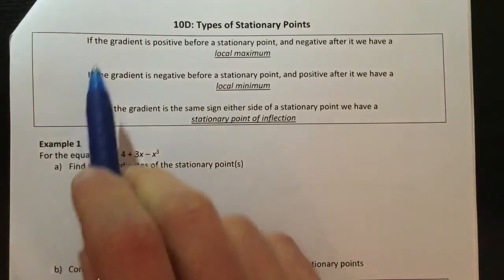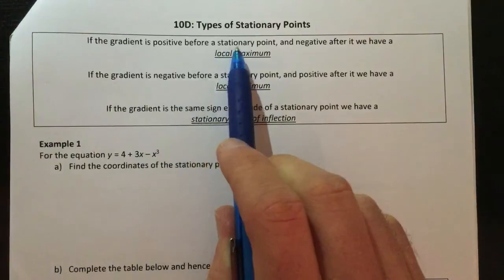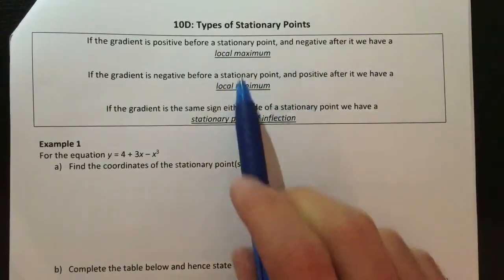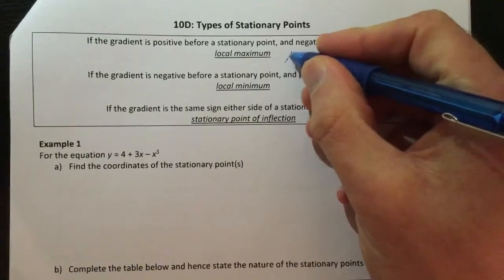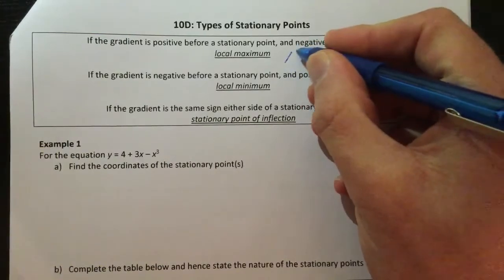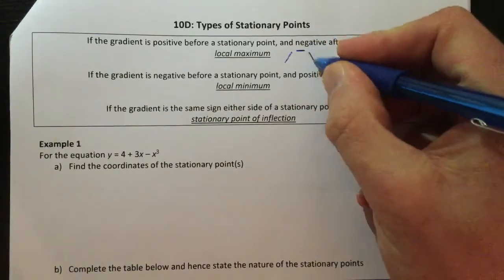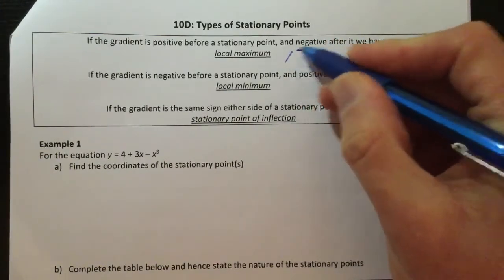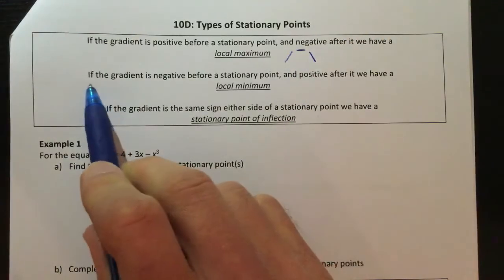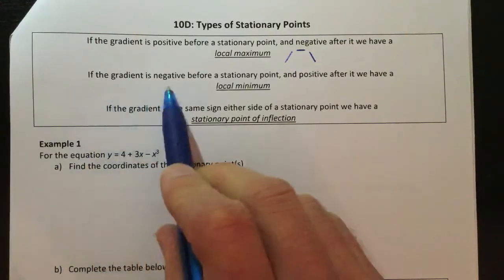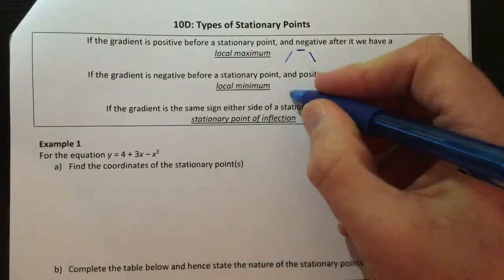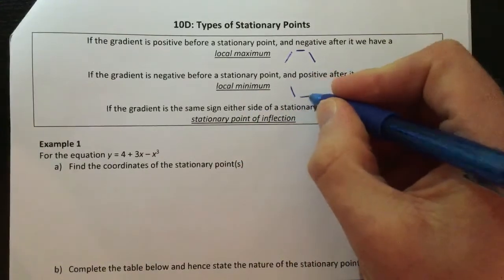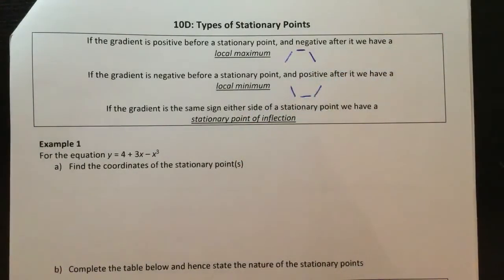For example, if the gradient is positive before a stationary point and negative after it, then we have a local maximum, because it's like we've got positive gradient, then 0 gradient, and then negative gradient. So that must be a maximum turning point. Similarly, but the other way around, if the gradient is negative before a stationary point and positive afterwards, we have a local minimum, because that's like negative gradient, 0 gradient, then positive gradient.